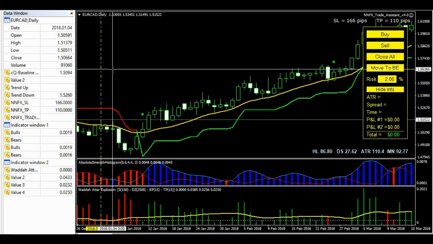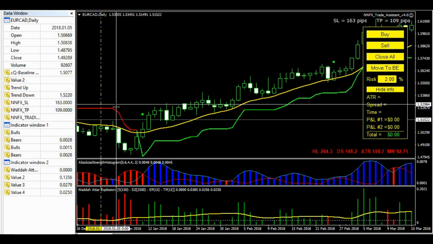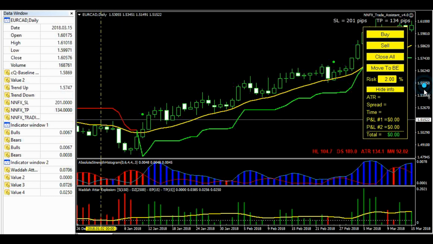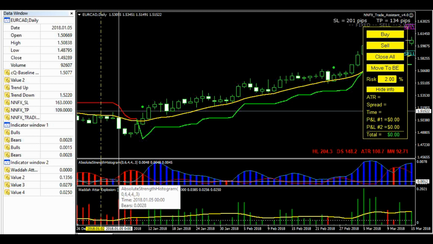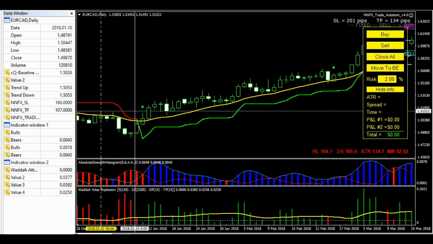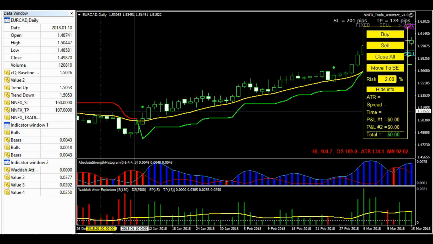So if we start here, what we're looking for is an indication of a new C1 change. So this is a change for me. Let's bring this in a little bit here. All right, so we're coming along. Here we have a new signal. What are our rules again? Okay, let's go back there a second. New signal, baseline has to agree, within 1 ATR, C2 agrees, and we have enough volume. Well, let's check it out.